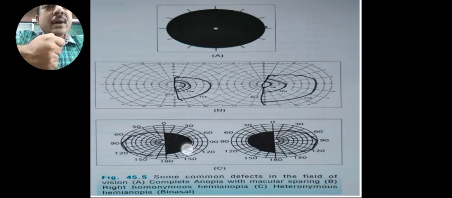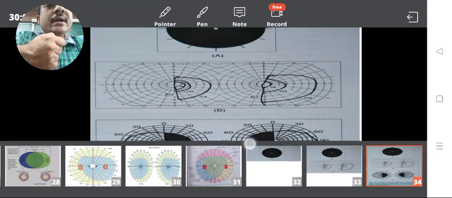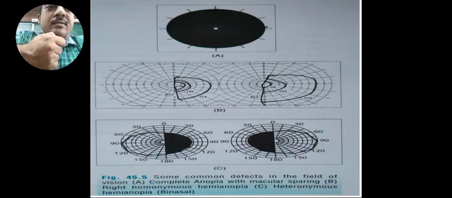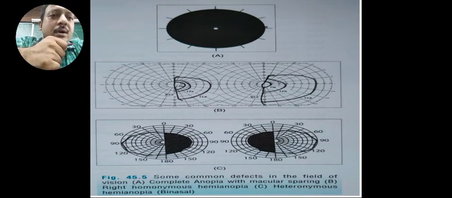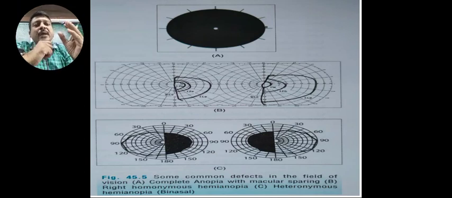Now this one, the third picture, shows the loss of visual field on the nasal aspect of both sides. This is known as binasal hemianopia. This is the loss of visual field on the left side, and this one is the right side. So this is known as heteronymous hemianopia. That means it is loss of visual field on both nasal aspects. So it is binasal hemianopia, usually seen in case of pituitary tumor.